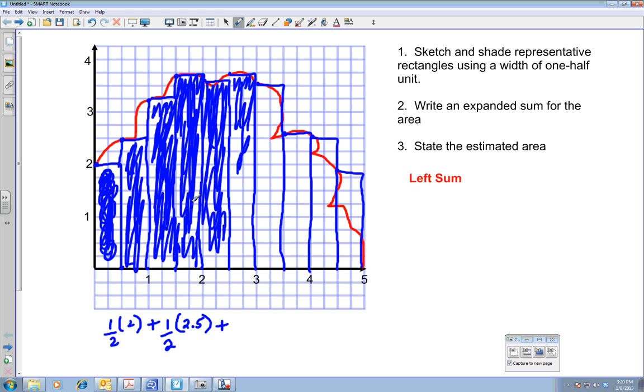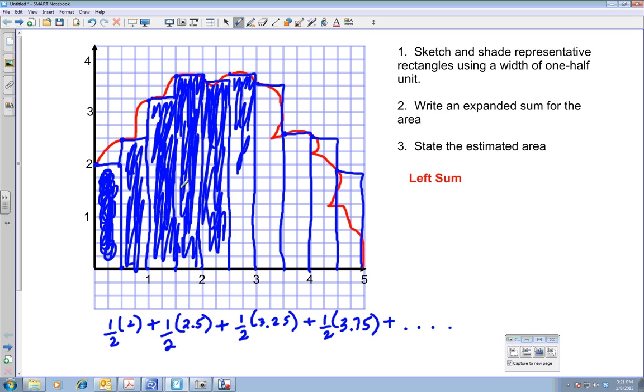The area of this third rectangle right here is 1/2 times my height, which is, it looks like what, 3 1/4 or 3.25, plus the area of the next one, I'm going to say is 1/2 times this point right here. It looks to be almost 3.75 since I went by fourths. It's not quite there, but I'm just estimating. And then I'm going to keep going and writing each area of each rectangle.